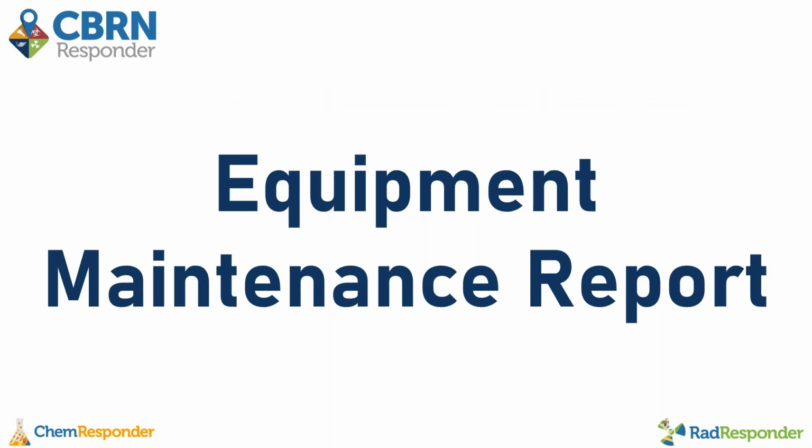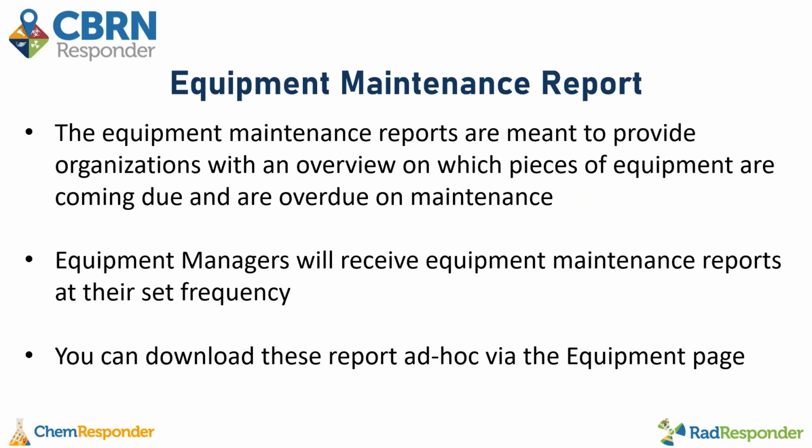We have equipment maintenance reports, which are meant to be sent out to help you ensure that your equipment is as up to date as possible and send you reminders if they are not. And so these are meant to provide organizations with an overview on which pieces of equipment are coming due and are overdue on maintenance. Only equipment managers will receive equipment maintenance reports at their set frequency. You can, however, download these reports ad hoc via the equipment page.